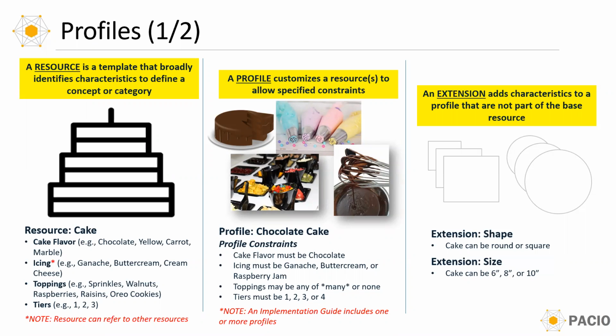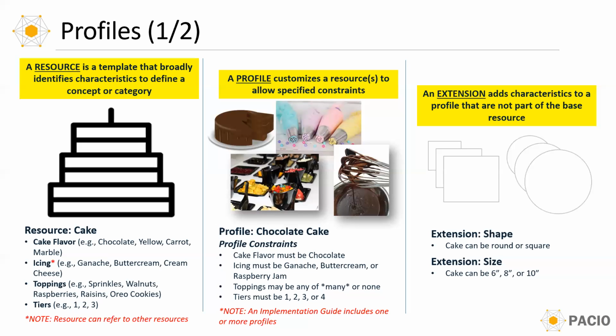An extension adds characteristics to a profile that are not part of the base resource. For example, you could create an extension to the cake resource for the shape of the cake, round or square, and the size of the cake, 6 inches, 8 inches, or 10 inches.